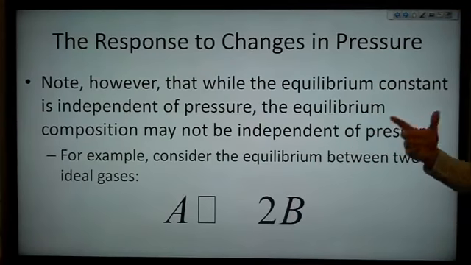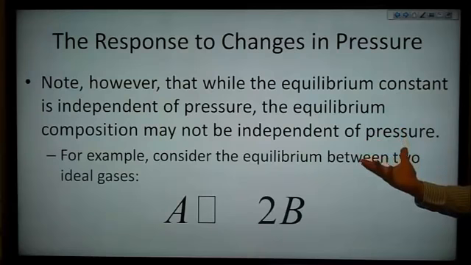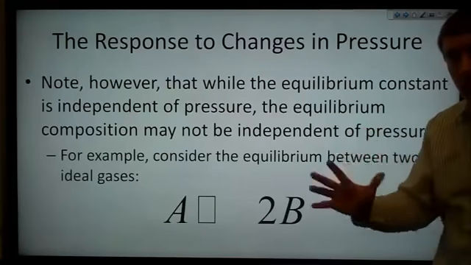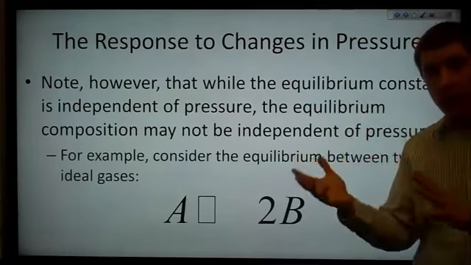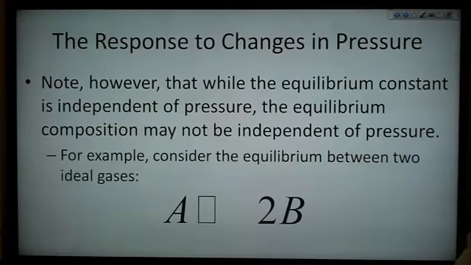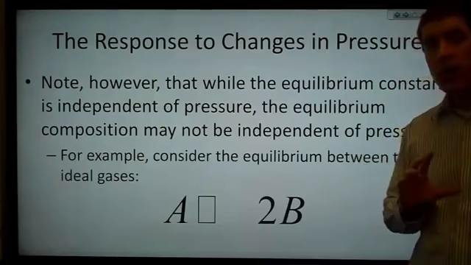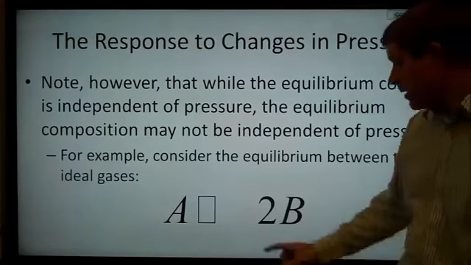Note, however, that while our equilibrium constant is independent of pressure, the equilibrium composition might not be independent of the pressure. The constant is independent of the pressure, but the actual composition that we have, the actual ratio between our products and reactants may, or rather, the actual numbers of reactants and products may vary.